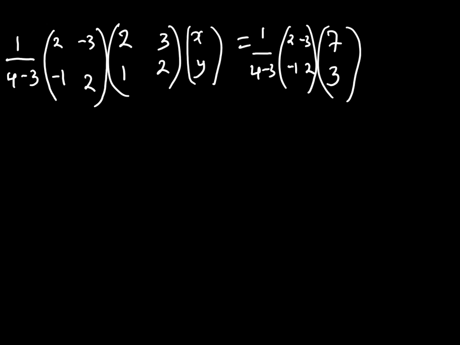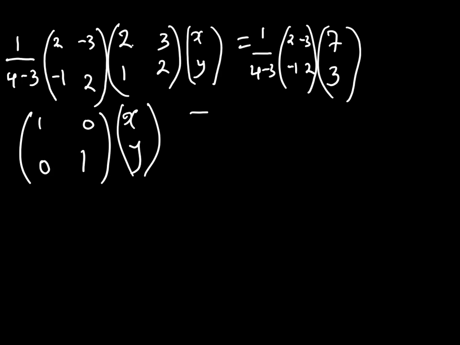Okay, so let's multiply. 4 minus 3 is a 1, so we just multiply here and end up with the 1 0 0 1. You try to multiply out: 2 times 2 is a 4, minus 3 times 1 is now a 1. So x y is equal to, okay, 2 times 7 is 14 minus 9. Then negative 1 times 7 is negative 7 plus a 6.